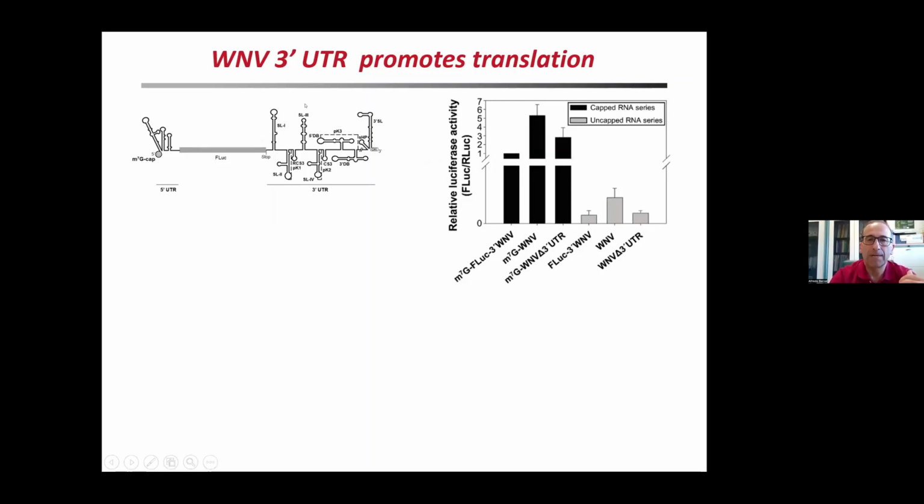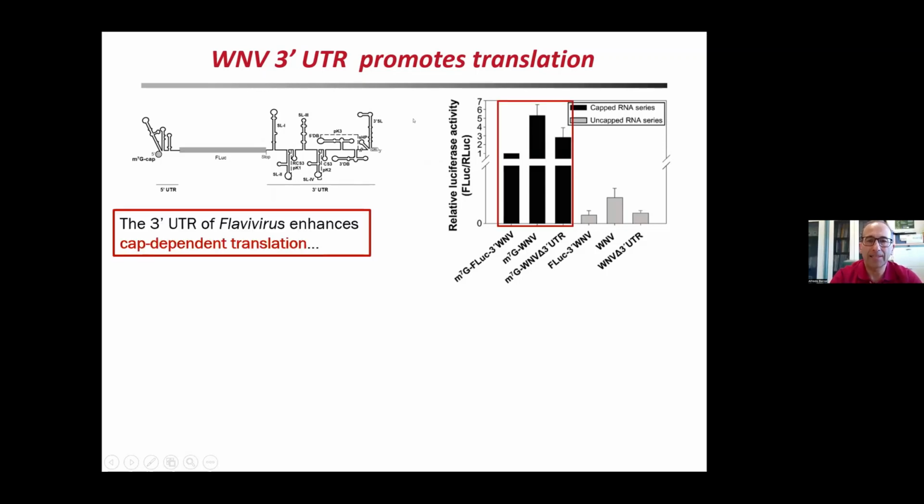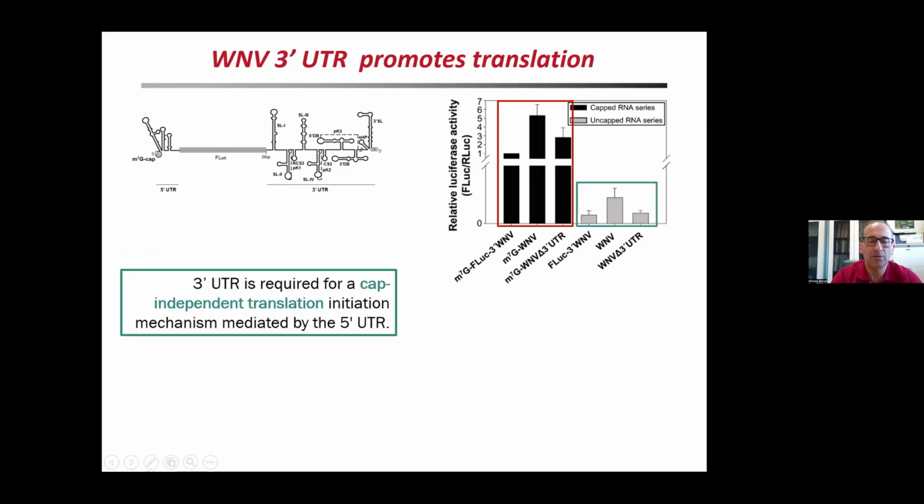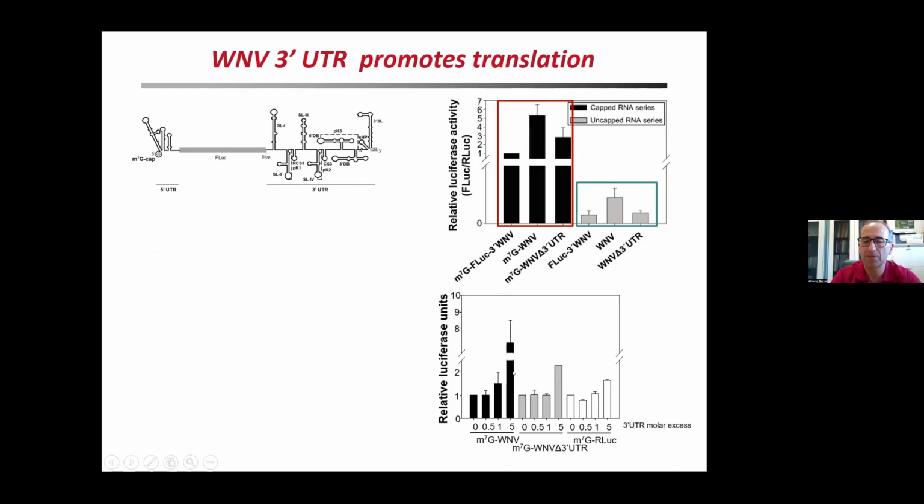But we know that the 3' UTR of the West Nile virus enhances translation of the virus. So you can see here the deletion of the 3' UTR results in a reduction in translation. Besides that, we demonstrated that there exists a cap-independent translation mechanism, which is also controlled by the 3' UTR. In this case, it's absolutely dependent on the presence of the 3' UTR, and this effect can be achieved by the addition of the 3' UTR in trans.